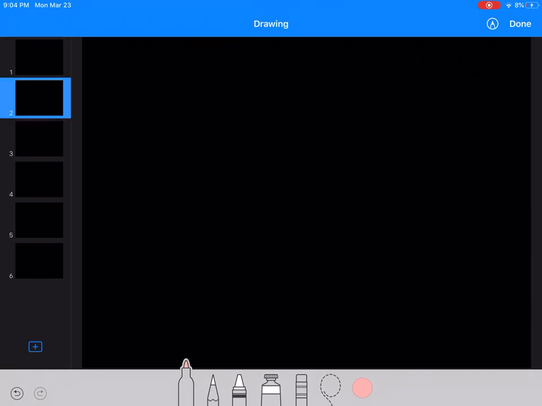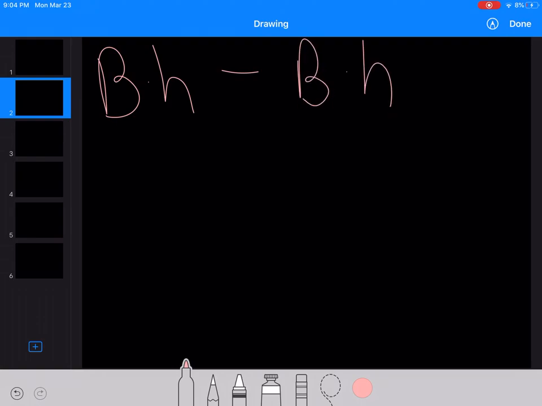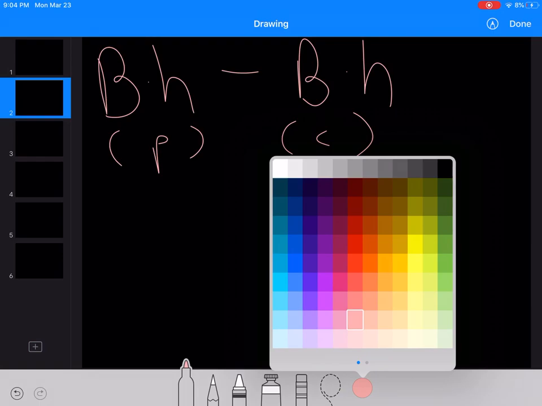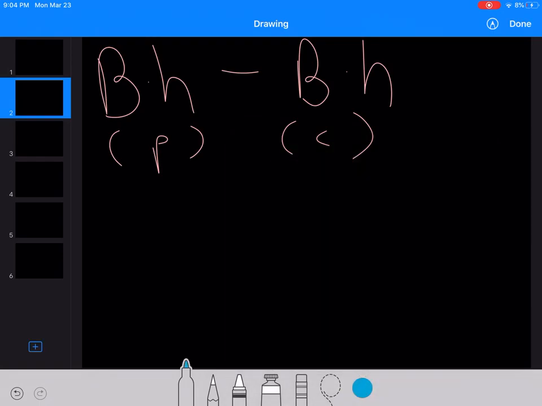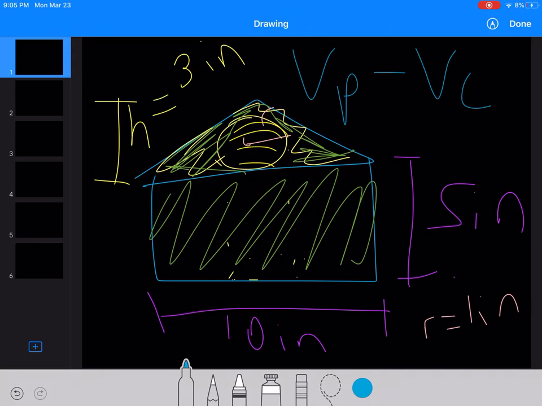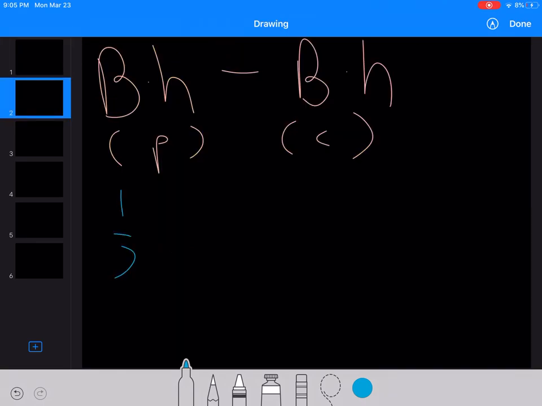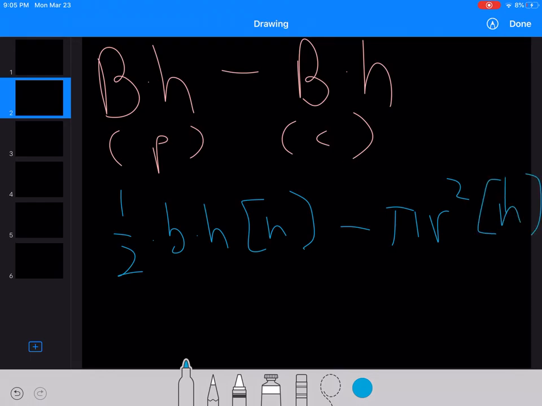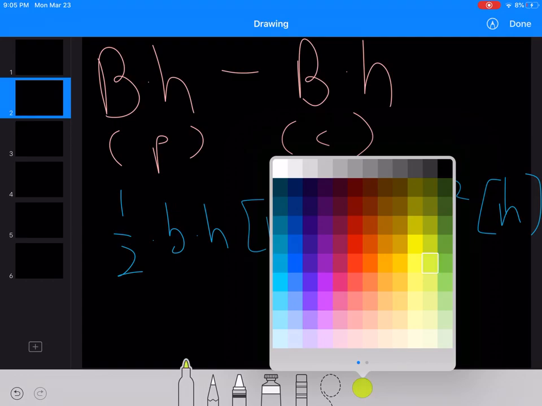So the volume of the prism, remember that's capital B times H, minus the cylinder. So remember, the capital B refers to the area of the base. The area of the base of this prism was a triangle, so we can do 1/2 base times height times H, minus the cylinder, whose base was pi r squared, the area of that base. The height is the same.